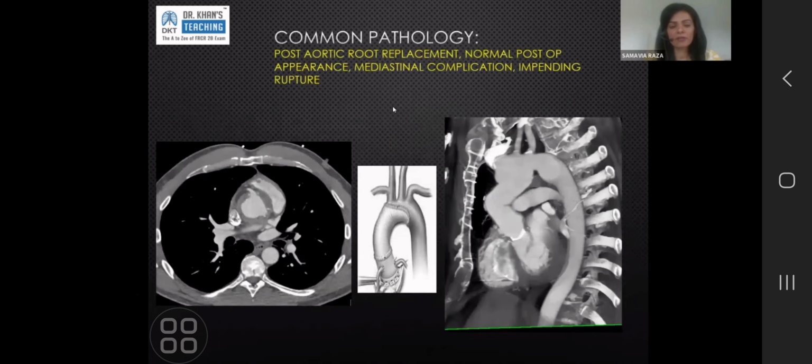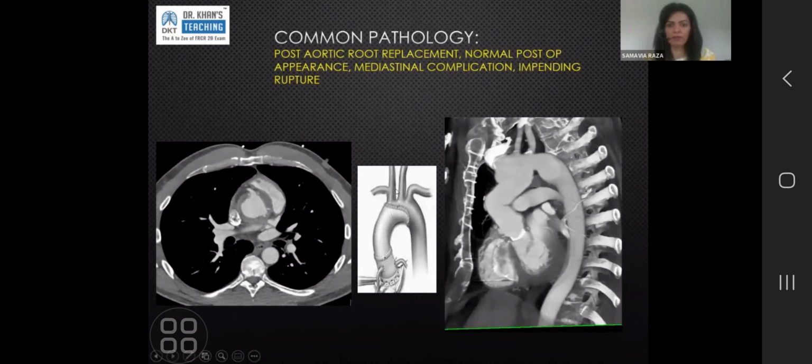The other common pathology I wanted to talk to you guys about was what a normal post-aortic root replacement scan looks like. So people often diagnose that as aneurysmal or saccular or something like that, but this is a normal post-op appearance. What has happened is they have replaced the ascending aorta, not all of the aorta that was dilated. So this is the replaced one. The replaced ascending aorta doesn't always look very different from the native aorta. That's where the confusion comes from. And there isn't always a clear clip where the two join.